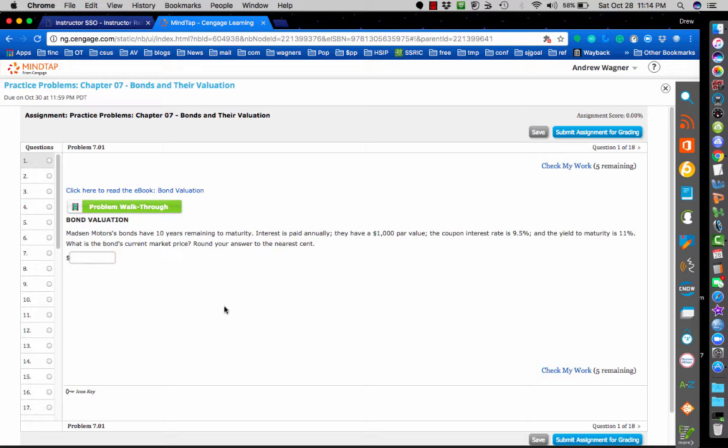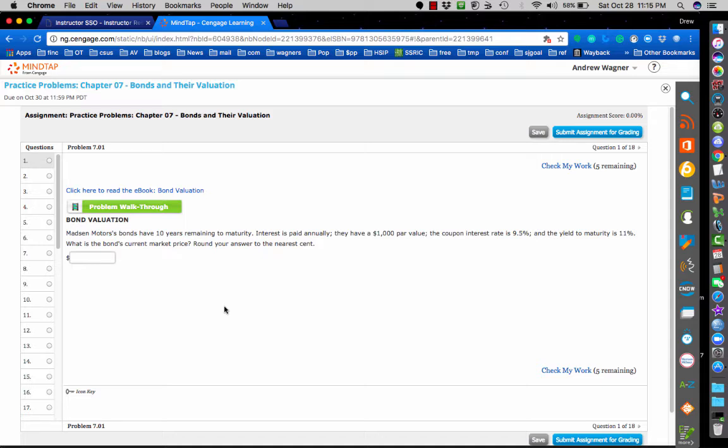Madison Motors bonds have 10 years remaining to maturity. Interest is paid annually. They have $1,000 par value. Coupon rate is 9.5%. Yield to maturity is 11%. What's the bond's current market price? Now here, I would use my financial calculator. There's 5 time value buttons across the third row of it: N, I, PV, PMT, and FV. If you input 4 of those and solve, you would be able to solve for the 5th one.